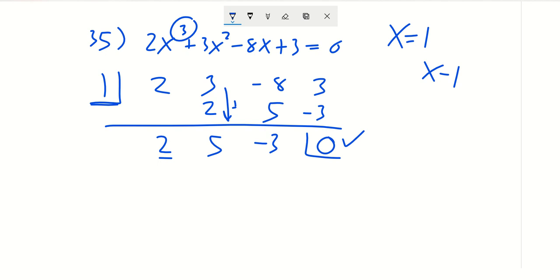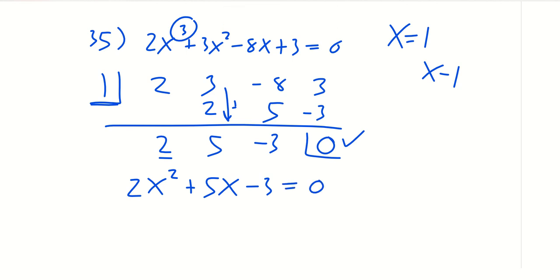The sequence of coefficients that we get, 2, 5, and -3, would correspond to the polynomial 2x squared plus 5x minus 3. Therefore, to find the rest of the zeros of this original function, it now resorts to finding the zeros of this polynomial portion.